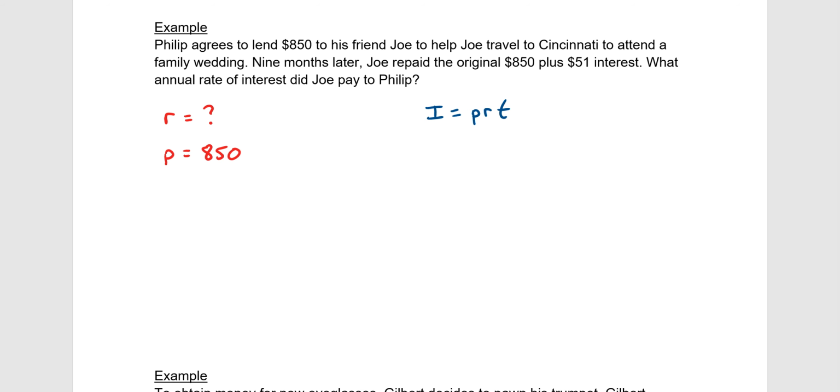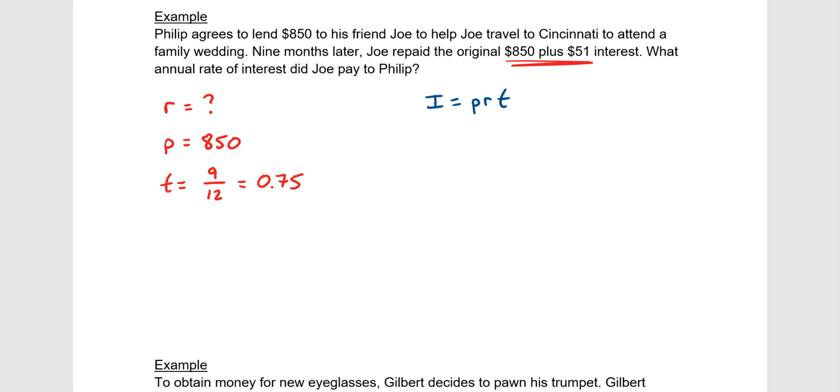And we know that T is 9 months. Since it's in months, we have to do 9 divided by the total number of months in a year. 9 divided by 12 ends up simplifying to 3/4, which is 0.75. And lastly, maybe the trickier one here is the I value, which is $51. So once we have all of this, we're going to go ahead and plug it in.